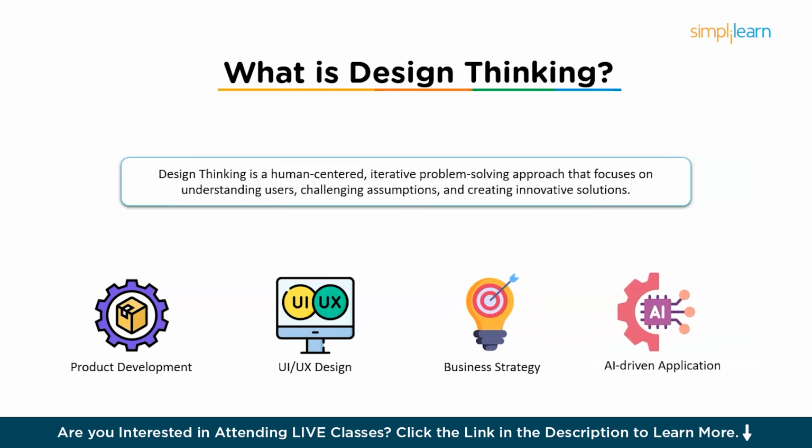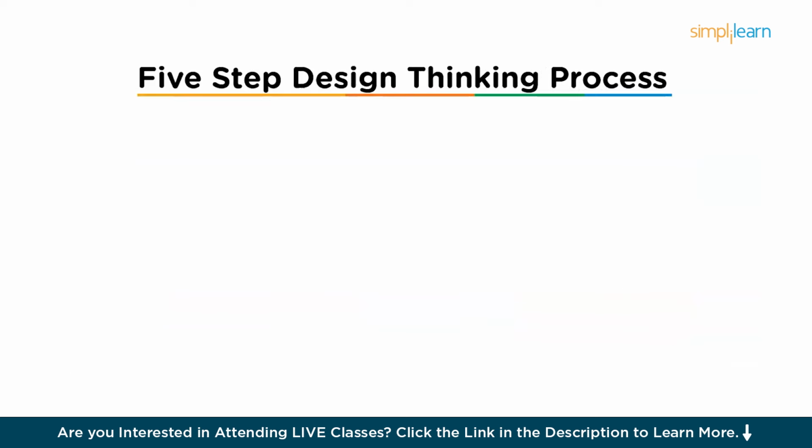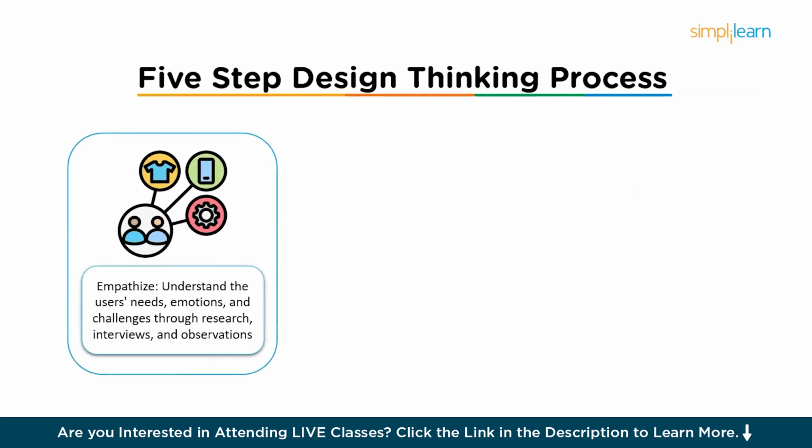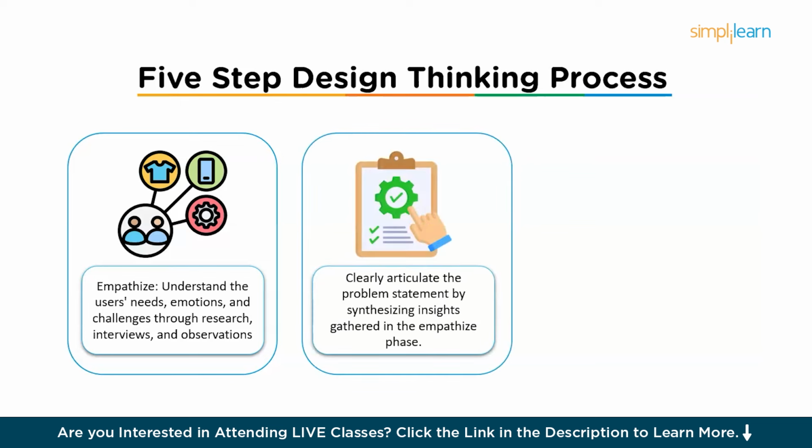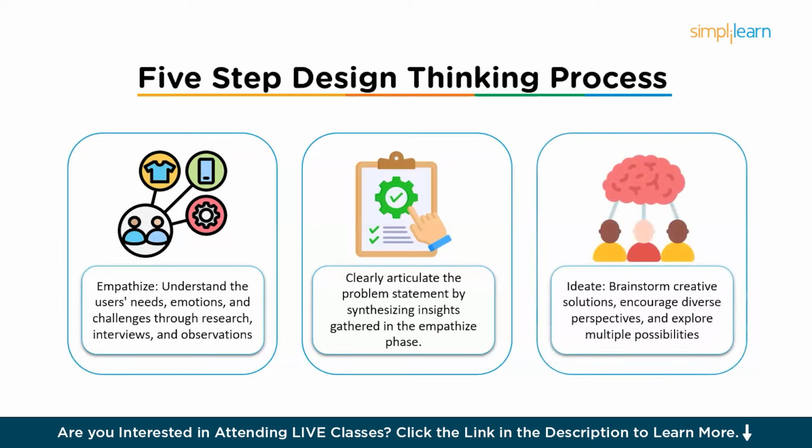Now comes the 5-step design thinking process. It includes empathize, that is, understanding the user's needs, emotions, and challenges through research, interviews, and observations. Next comes define. It clearly articulates the problem statement by synthesizing the insights gathered in the empathize phase. Now moving on to the third one, we have ideate. It is brainstorming creative solutions, encouraging diverse perspectives, and exploring multiple possibilities.